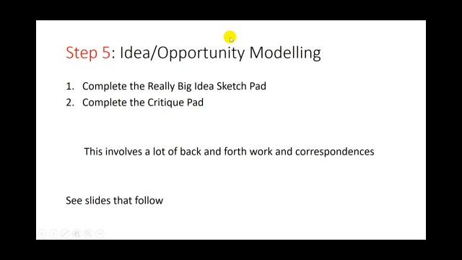For the idea that you got the highest score on, what you're going to have to do in step 5 is complete something called the really big idea sketchpad, and that sketchpad is going to be critiqued by numerous persons, and you're going to complete the critique pad. So there are 2 things that we have to do in step 5: complete the idea sketch pad and then complete the critique pad. Now this involves 10 steps. It's a lot of back and forth correspondence. So let's actually see what this involves.